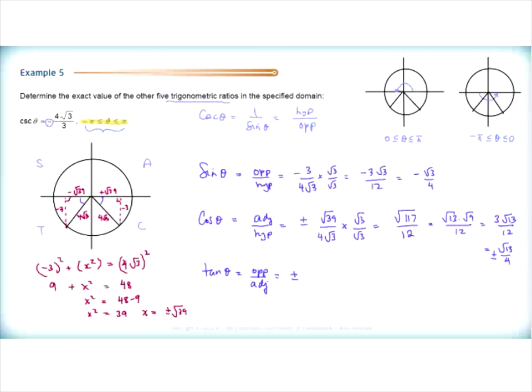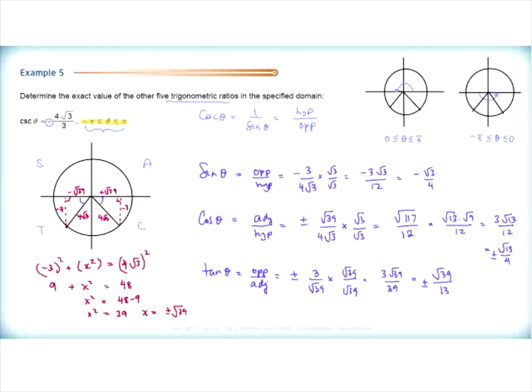Okay? So we got 3 over the root of 39. Don't leave a radical in the denominator. So we got 3 root 39 over 39. Reduce that, I get the root of 39 over 13. Don't forget, tan is both positive and negative in these two quadrants. Okay, we've got sine, cosine, and tan done. Cosecant is already given to us, so we don't need to worry about cosecant. We need to find the other two, though.